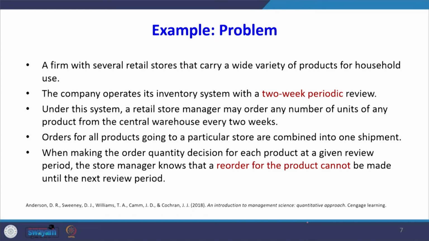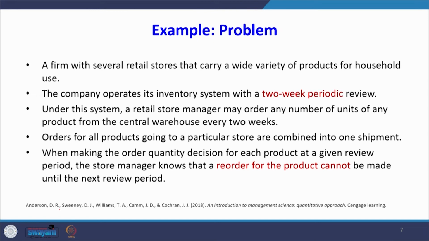Now, I will explain this periodic review inventory model with the help of an example. This example is taken from the book by Anderson et al. A firm with several retail stores carries a wide variety of products for household use.